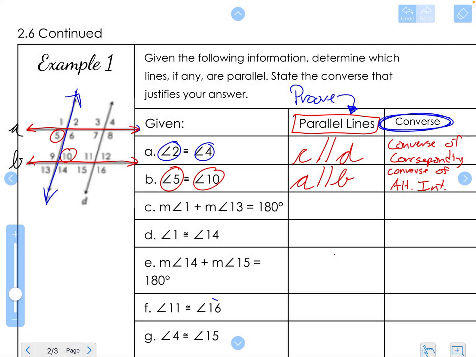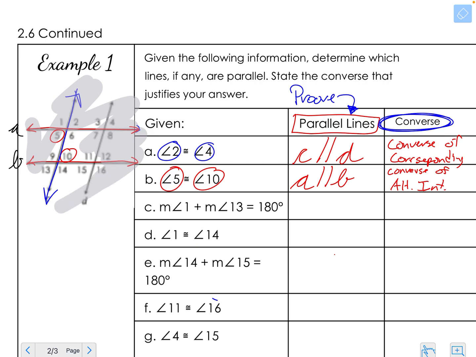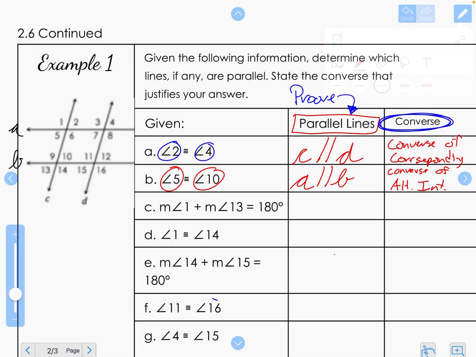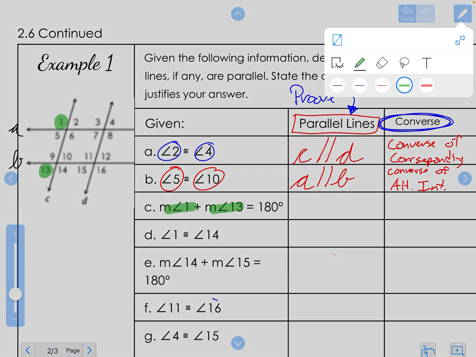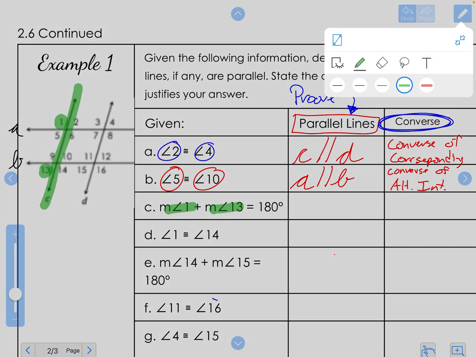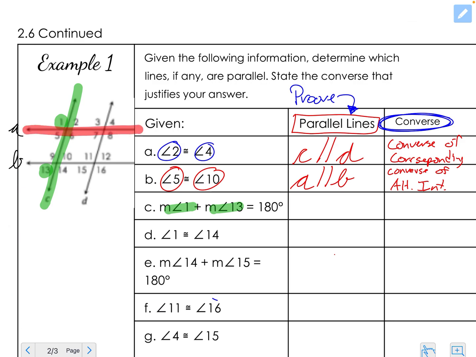Again, I'm going to erase it or else we're all going to get really confused very quickly. So now we are looking at angles 1 and 13. So I have 1 right here and I have 13 right there. 1 and 13 both share line C. And so the two lines that cross our transversal are going to be A and B. So I know that A is going to be parallel to B.